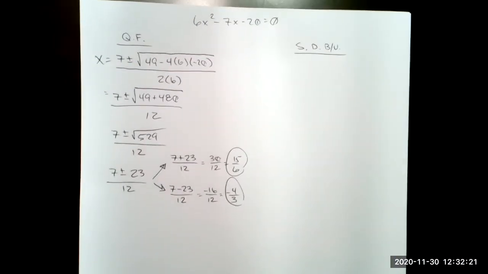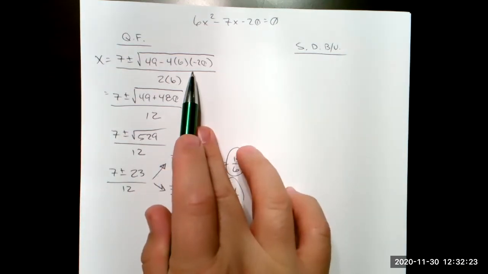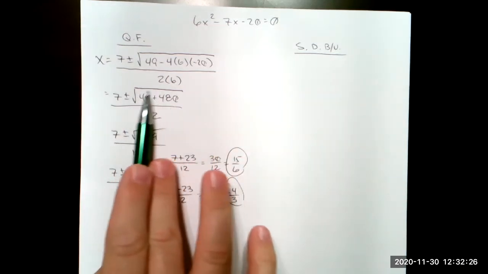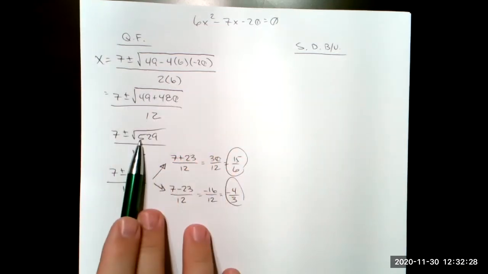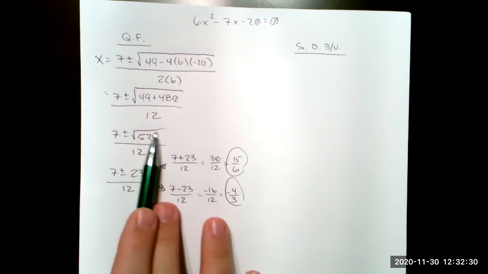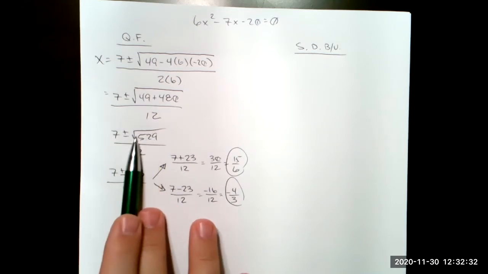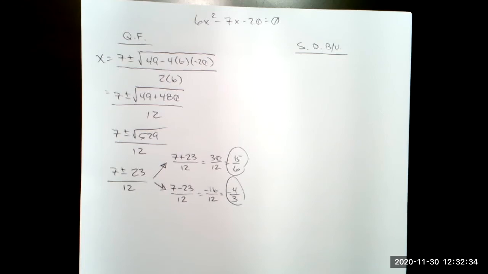Not a ton of work. I think plugging everything in is pretty easy. Typically calculating this radicand might be a little bit difficult. Simplifying that radical sometimes, if there's a perfect square in there, that might be a little bit difficult. But again, nothing too crazy.